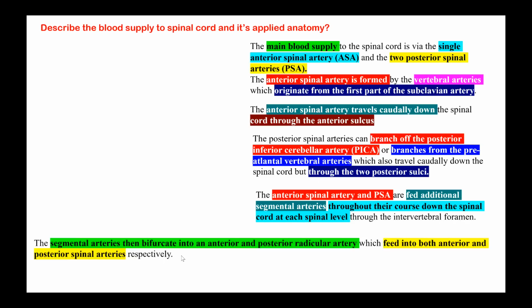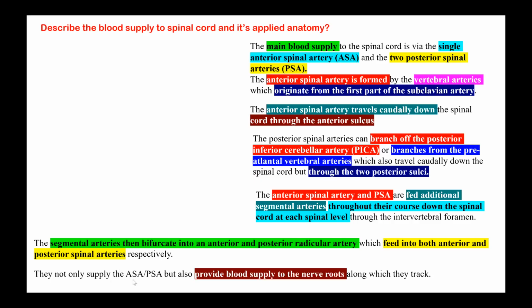The segmental artery then bifurcates into an anterior and posterior radicular artery, and they feed into both the anterior and posterior spinal arteries. They not only supply the anterior and posterior spinal arteries but also provide blood supply to the nerve roots alongside which they track. As they enter through the intervertebral foramen, small branches supply the spinal root also.